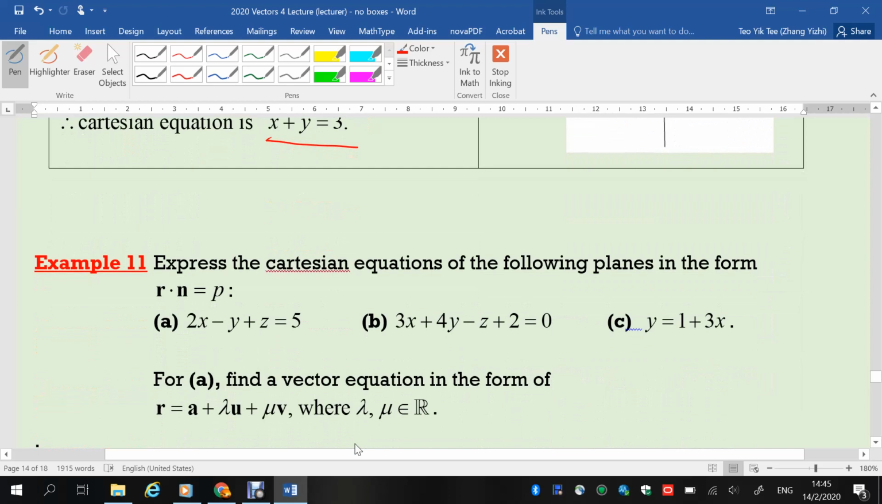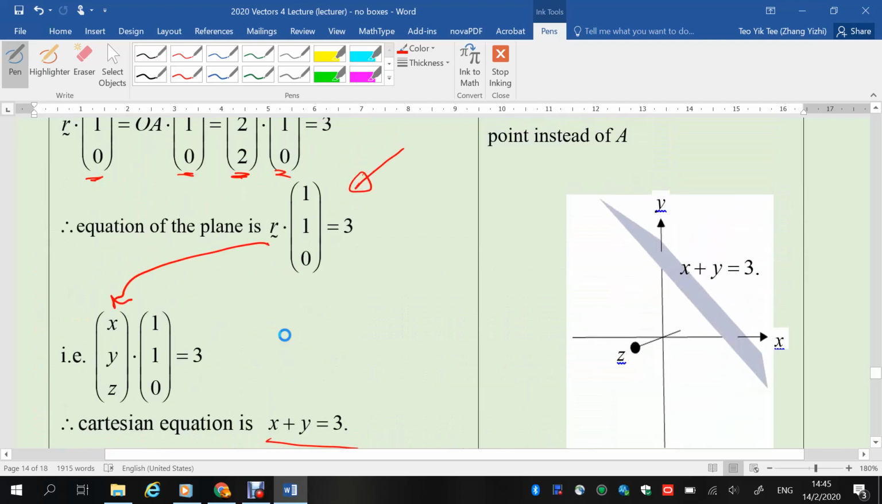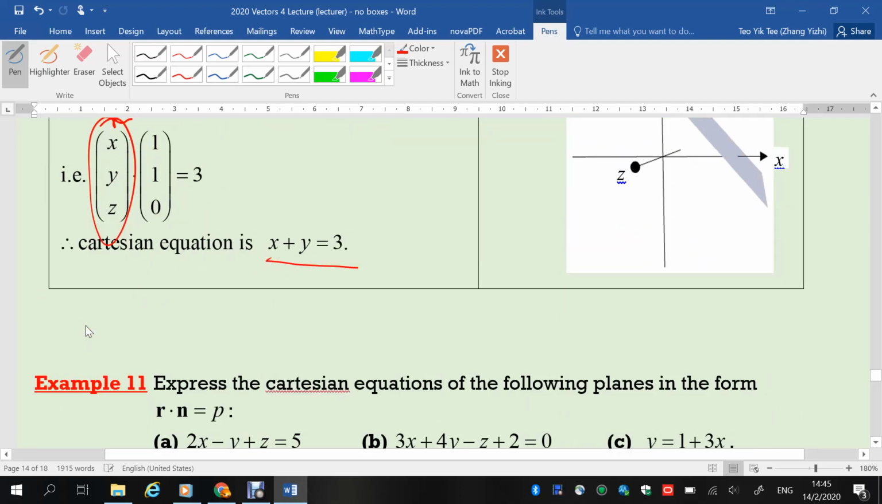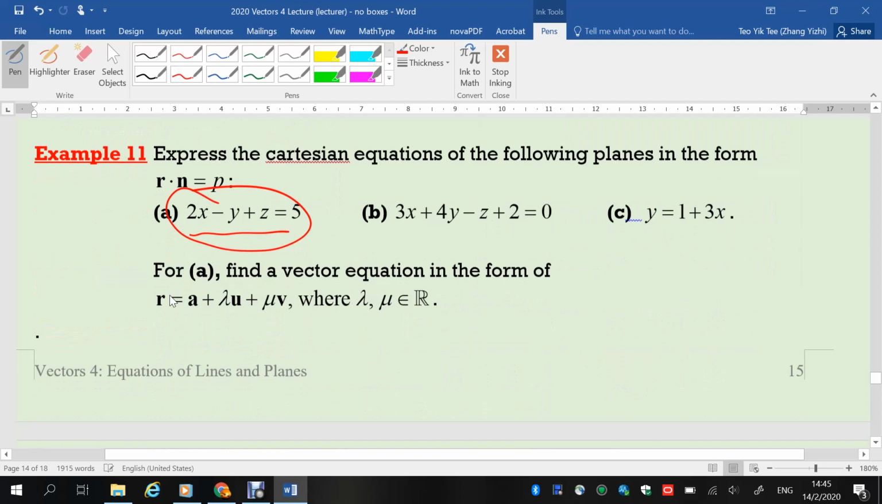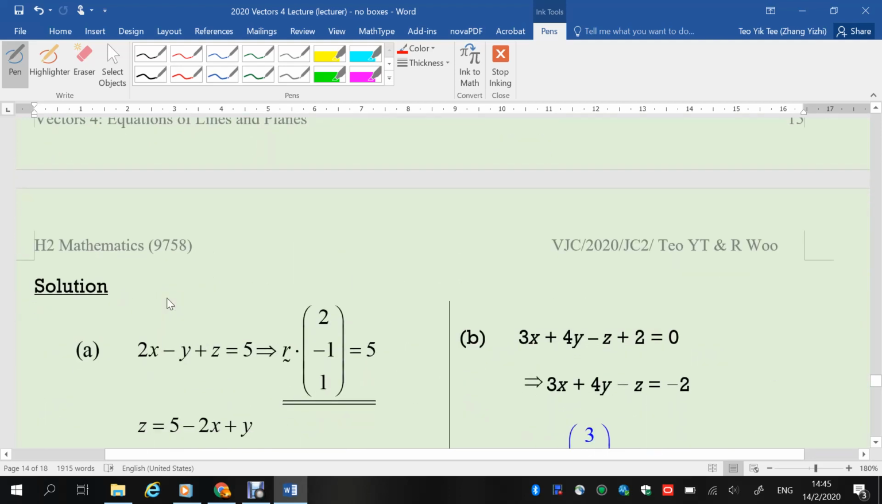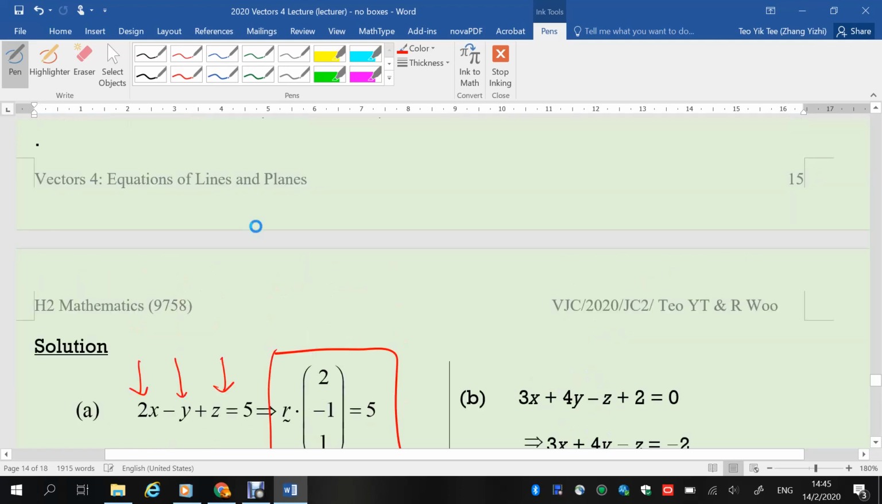Okay, example 11. This time around, I want you to find the Cartesian equation of the plane. From Cartesian equation of the plane, give me back the r dot n form. So all you have to remember is how it comes about. It comes about by replacing r by xyz. So can you do the reverse engineering if I give you something like this? Okay, so what happens now is just have to look at the coefficients, and you just rewrite it as r dot 2, minus 1, 1 equals 5. And then this will actually give you back the r dot n form of the equation of the plane.